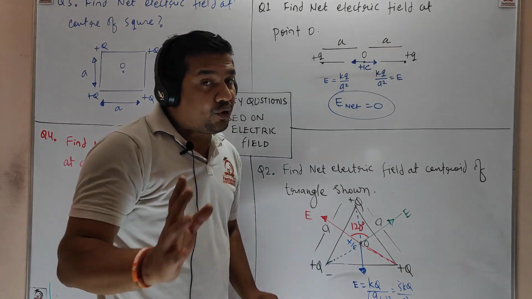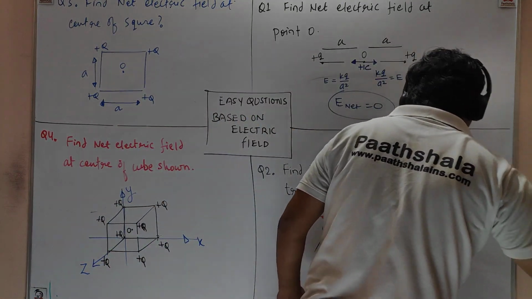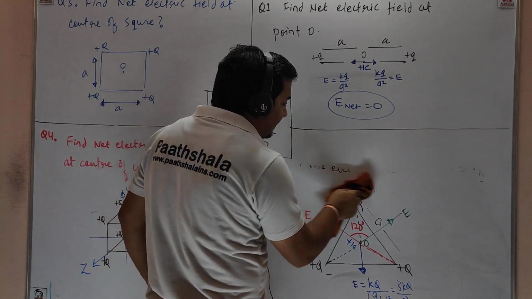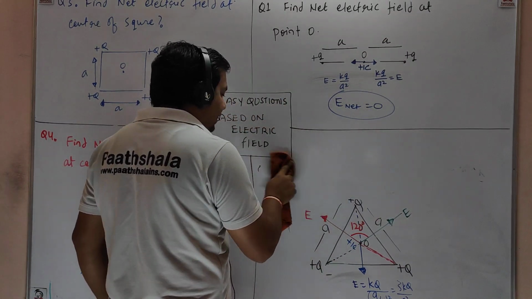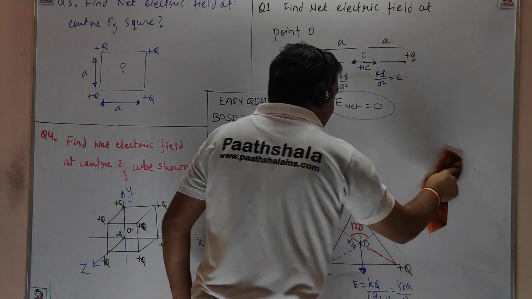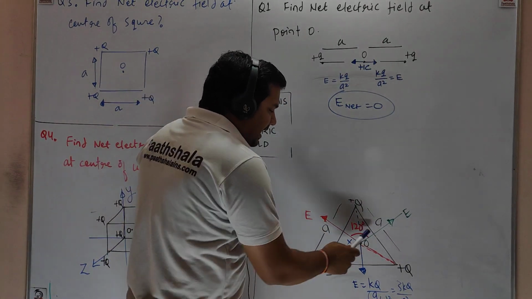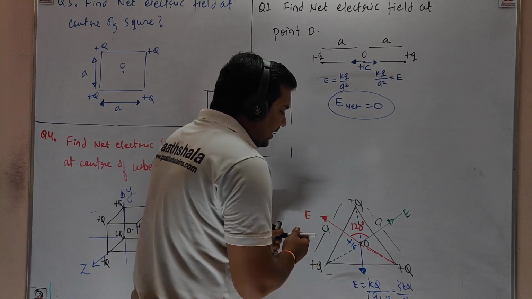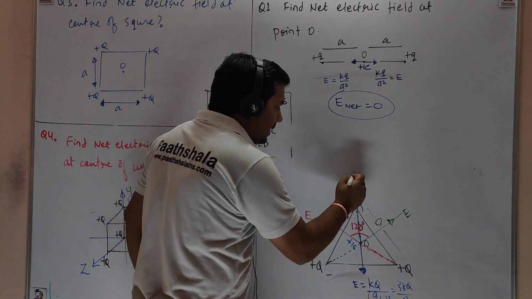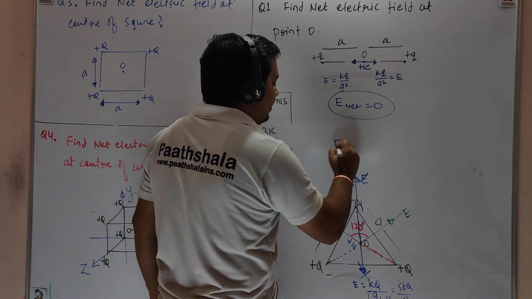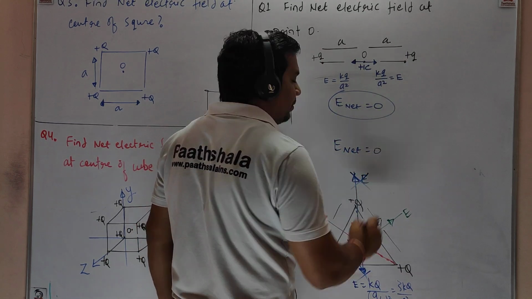Right, this is the fifth question like this. We already solved 5 more questions like this, so please remember, revise your copy. It is already there in your copy. If two equal vectors are at an angle of 120 degrees, then the resultant will be E upward, and this E will get cancelled. So E net is again 0.